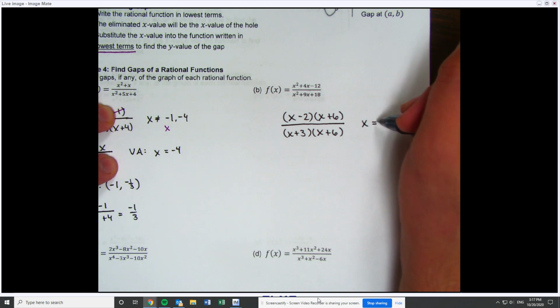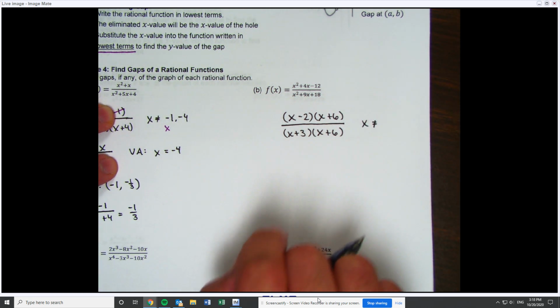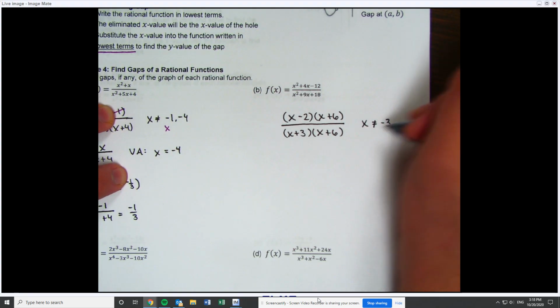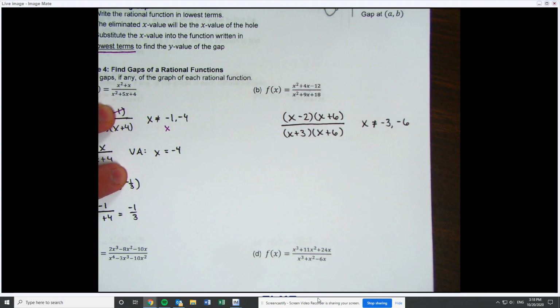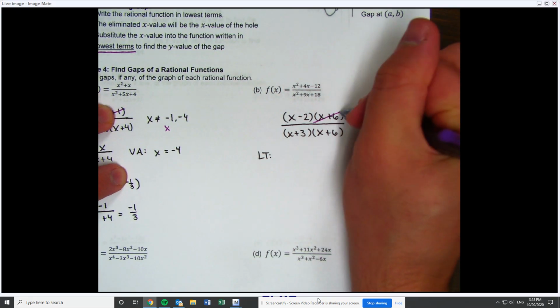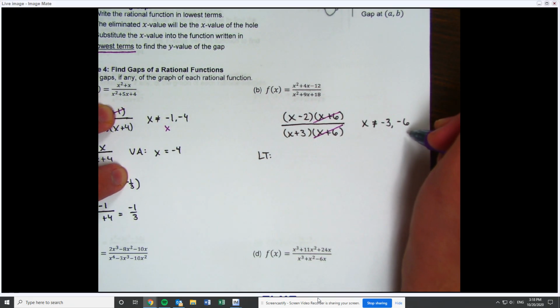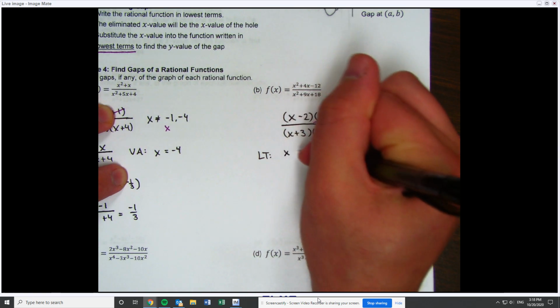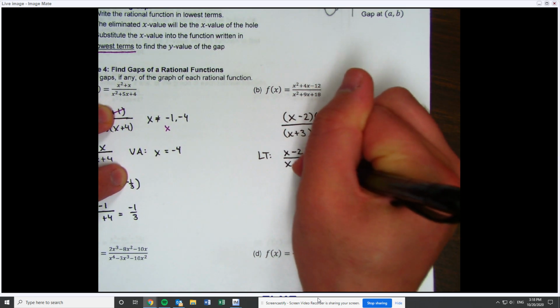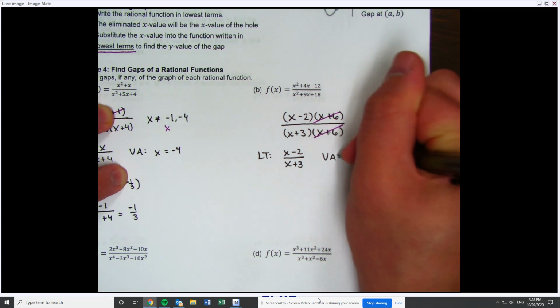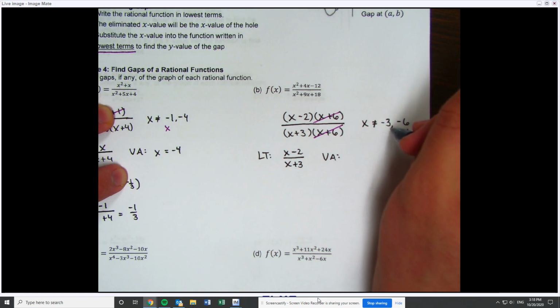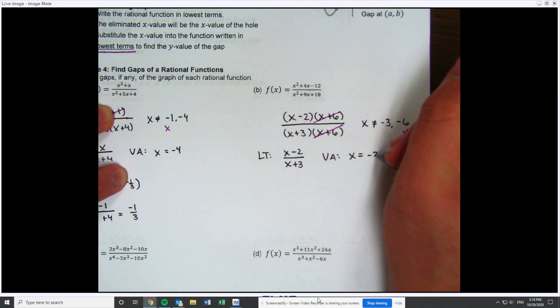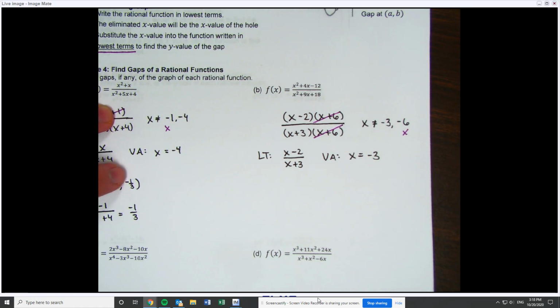Okay, finding the domain, I'm going to set each one of these equal to 0. That gives me -3. And that gives me -6. Done. Now for the lowest terms, the factor I see disappears, x plus 6. So since it completely disappeared, I'm going to put a little x under the -6. For my lowest terms, I have x minus 2 over x plus 3. As far as the vertical asymptotes go, I see that -3 is still an issue. So I have x equals -3. We just learned about all these, and it's taking barely any time to get them.